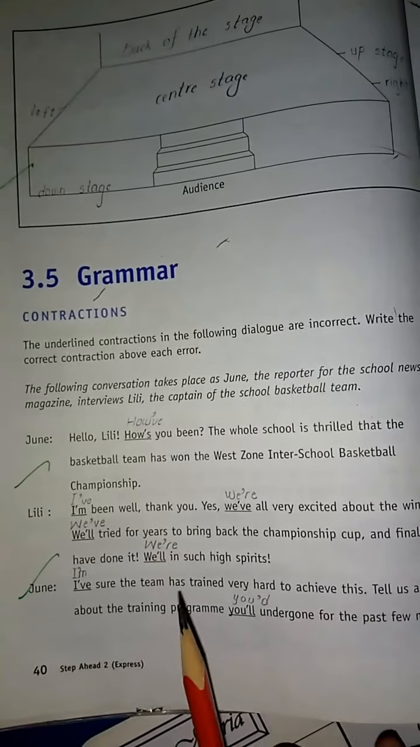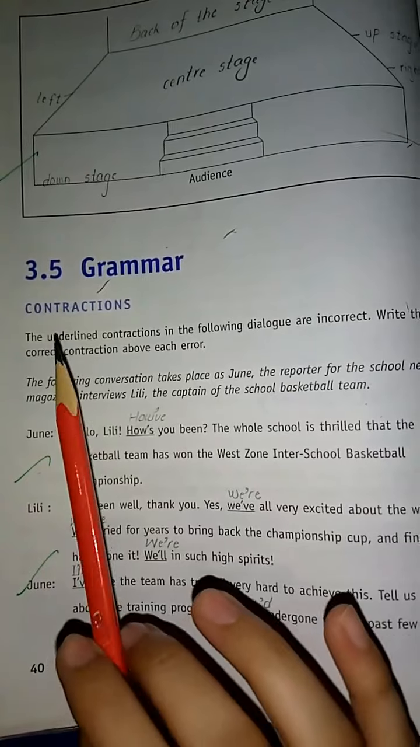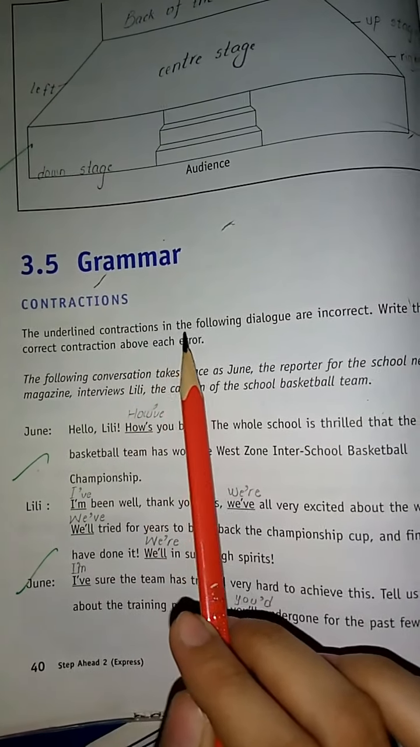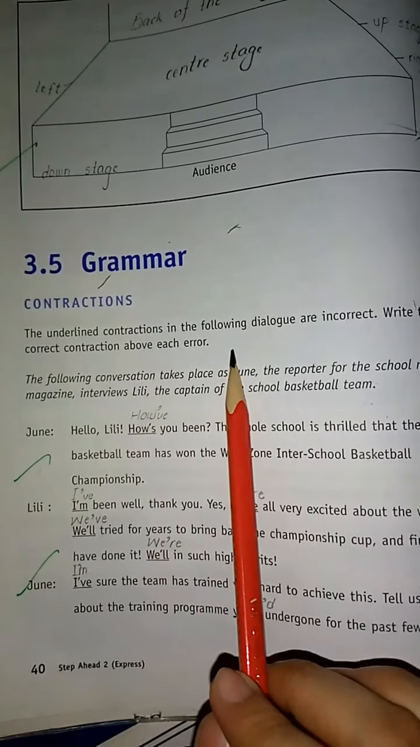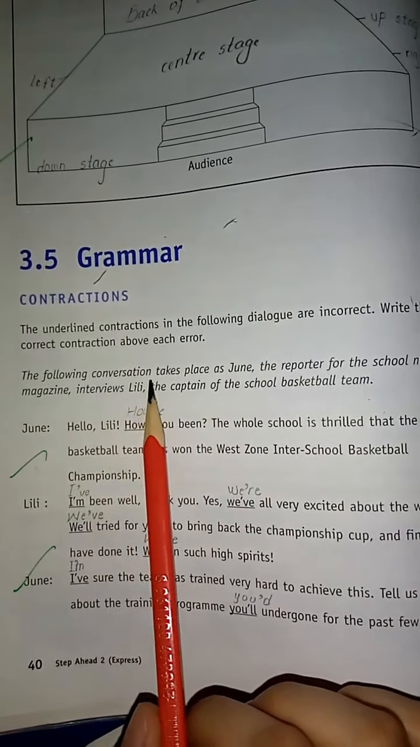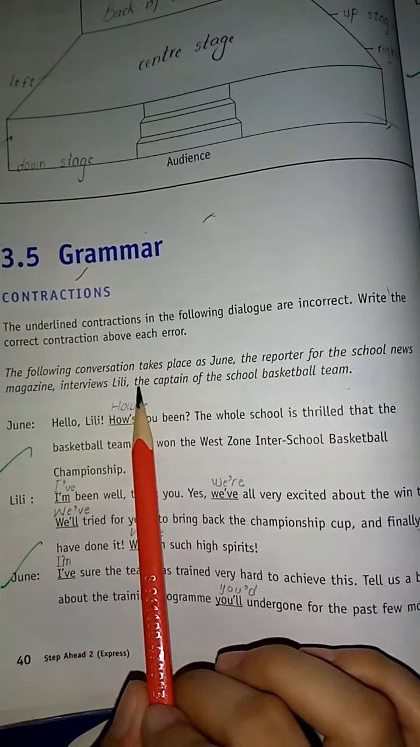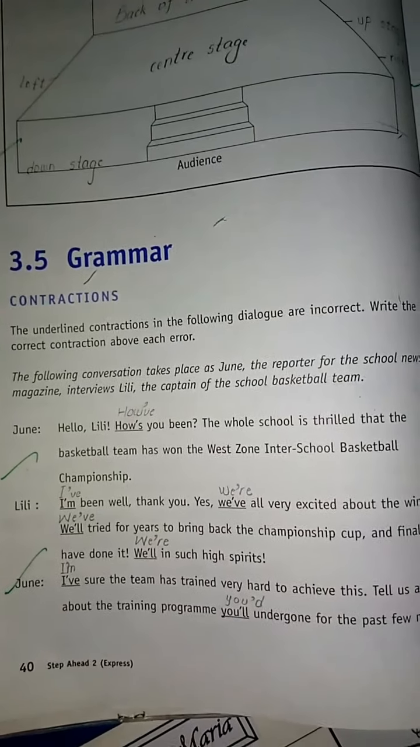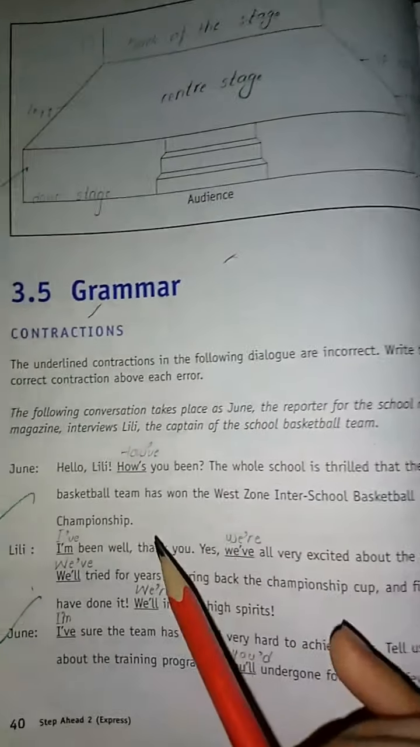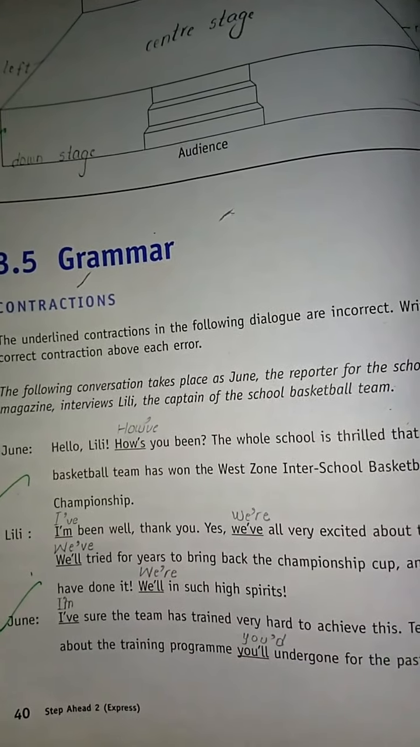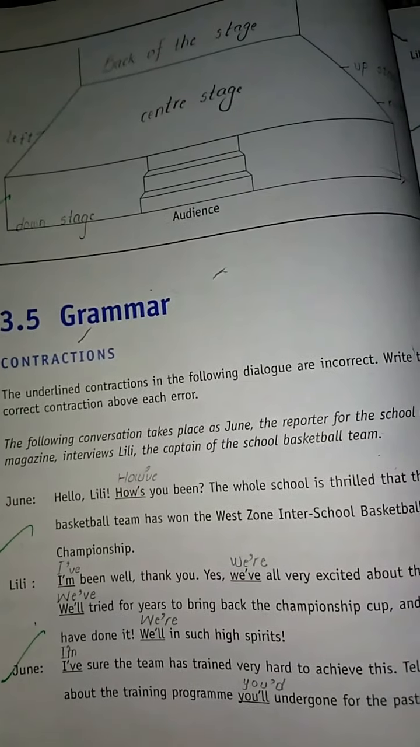I have told you what the contractions are and how we use them. Okay, so in this exercise, the underlined contractions in the following dialogue are incorrect. Write the correct contraction above each error. The following conversation takes place as June, the reporter for the school news magazine, interviews Lily, the captain of the school basketball team. So this is the conversation between June and Lily. They have written some contractions, but they have written them incorrectly. Now what you have to do, you have to write the correct ones, okay?